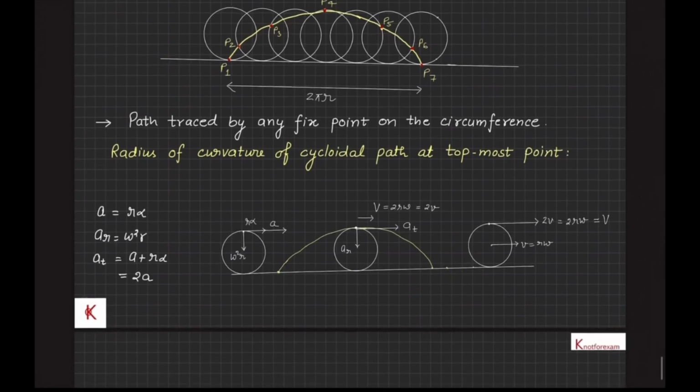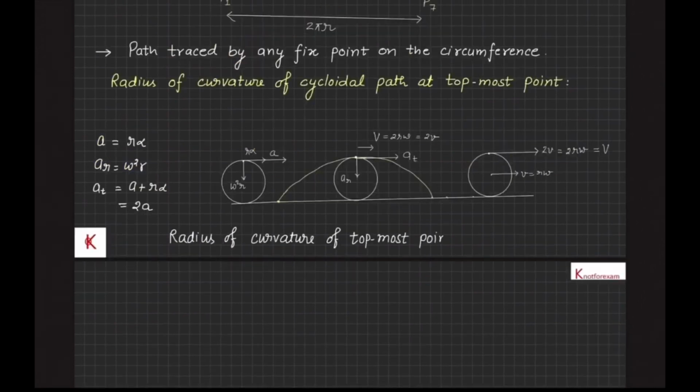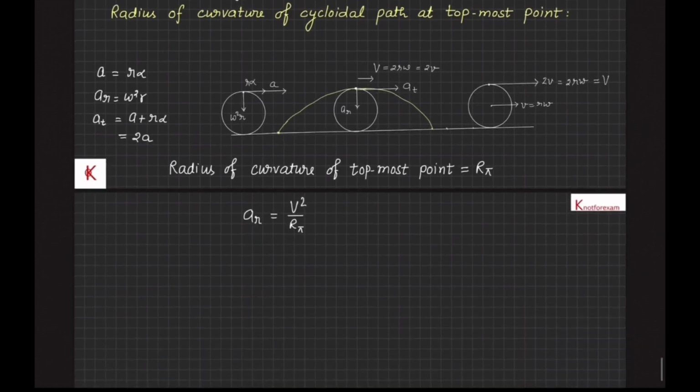is ω²r. Let the radius of curvature at the topmost point, when point P is rotated from position P1 to position P4 by angle π with respect to center, be R_π. For this cycloidal path, radial acceleration at the topmost point will be v²/R_π, and since a_r is equal to ω²r, therefore R_π comes out to be 4r. That is the radius of curvature of the cycloidal path at the topmost point.